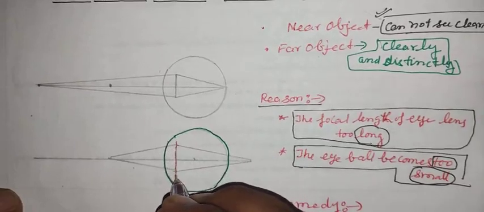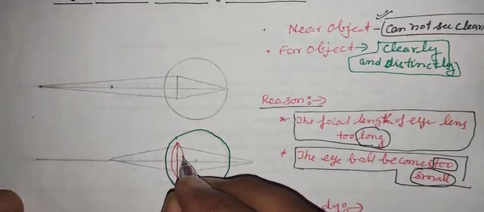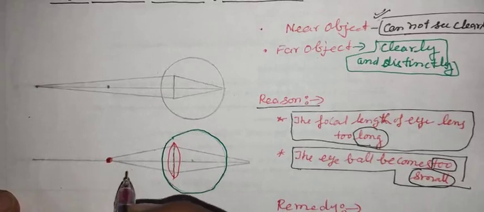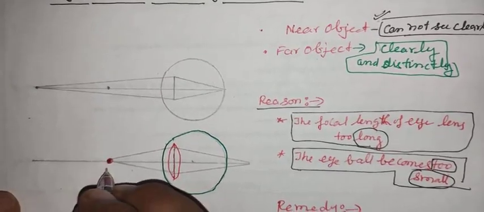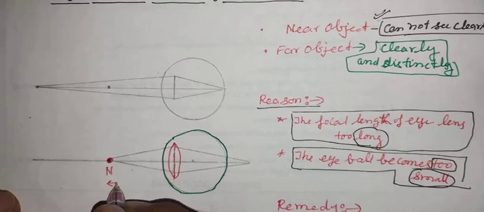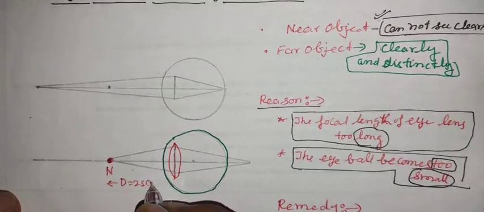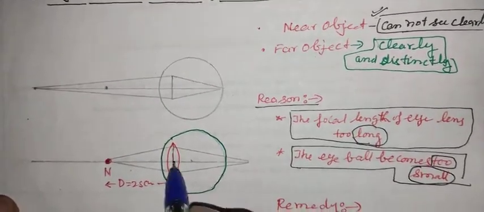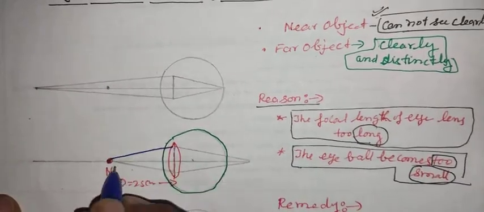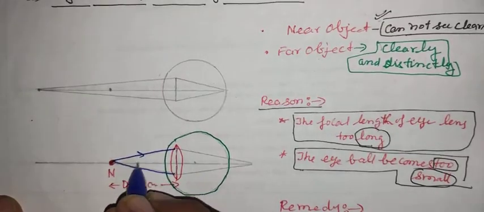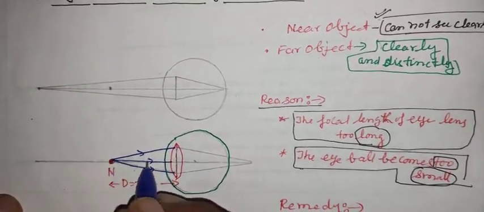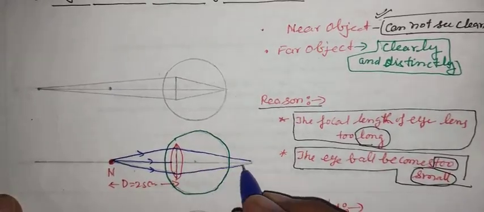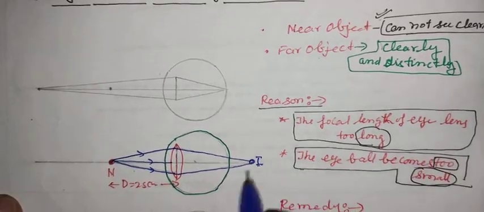See the eyeball, and consider the position of the eye lens. Treat this as the least distance of distinct vision, the near point N, capital D, which we know is 25 centimeter for a normal eye. Due to the increase in focal length, when the rays of light from a nearby object fall on the eye, the image is formed outside the retina, beyond the retina.